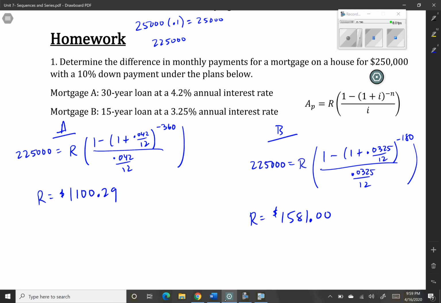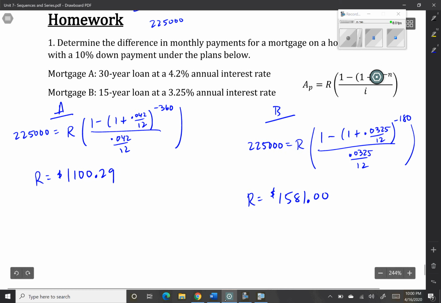So what we can see here is in mortgage A, I'm paying for 30 years, and I'm going to have a much lower monthly payment than in mortgage B, which I'm only paying for 15 years. Again, pros and cons. If I can only afford $1,100 a month, I'm going to go with mortgage A. Mortgage B, although it's a higher monthly payment, I'm paying a lower interest rate. I'm going to pay less interest over time. So if I could afford it, mortgage B is actually going to be my better bet. And you're going to see really why in part 2.